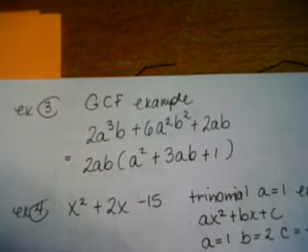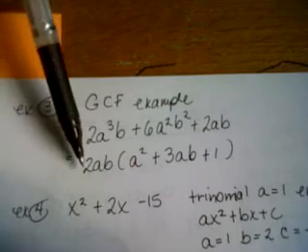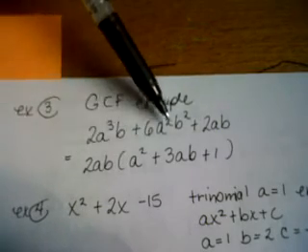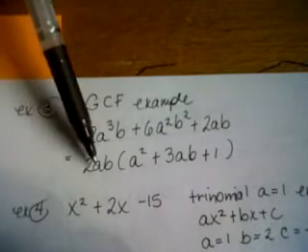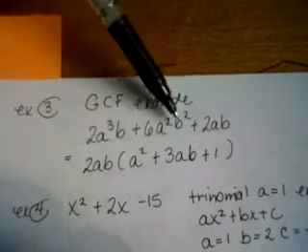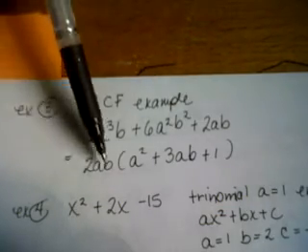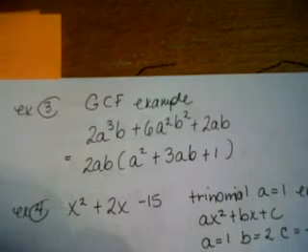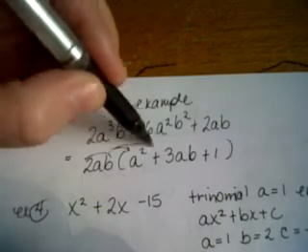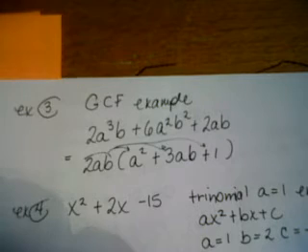When I factor out a 2ab, I look to see what I'm left with. Well, if I took 2a cubed b and I divided it by 2ab, I would be left with a squared. If I take 6a squared b squared and I divide it by 2ab, 6 divided by 2 gives me 3, a squared divided by a gives me a, b squared divided by b gives me b. If I have 2ab and I divide it by 2ab, I'd be left with 1. I can check my answer by taking this and doing distributive property. And when I do distributive property, it should take me back right to that.